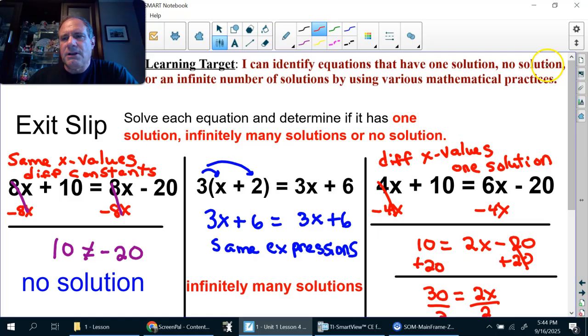All right, so remember, there's a way to tell if an equation has one solution. That is to just have different x values. The coefficients before the x's, those are different. That means you have different x values, and you will have one solution. When you have the same expression on both sides, that means you have infinitely many solutions. And when you have the same x value, same coefficients, and different constants, that means you have no solution.